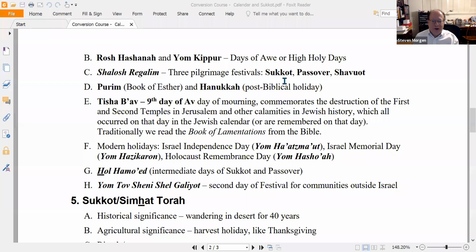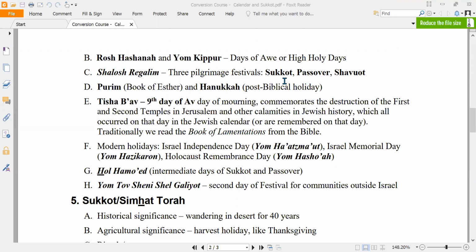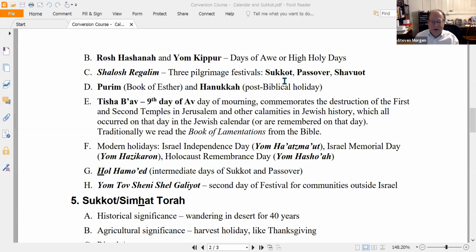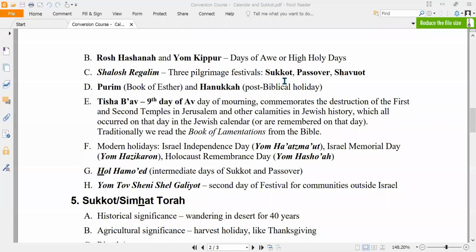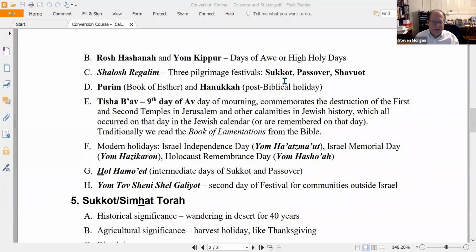Sukkot, the Feast of Booths, represents the Israelites wandering in the desert for 40 years. So we wandered in the desert for 40 years, all right, from the Exodus from Egypt until we got into the Holy Land. And when we wandered, we lived in temporary dwellings. And it turns out the Feast of Booths is about living in temporary dwellings. And so we attached that festival to the idea of wandering for 40 years.